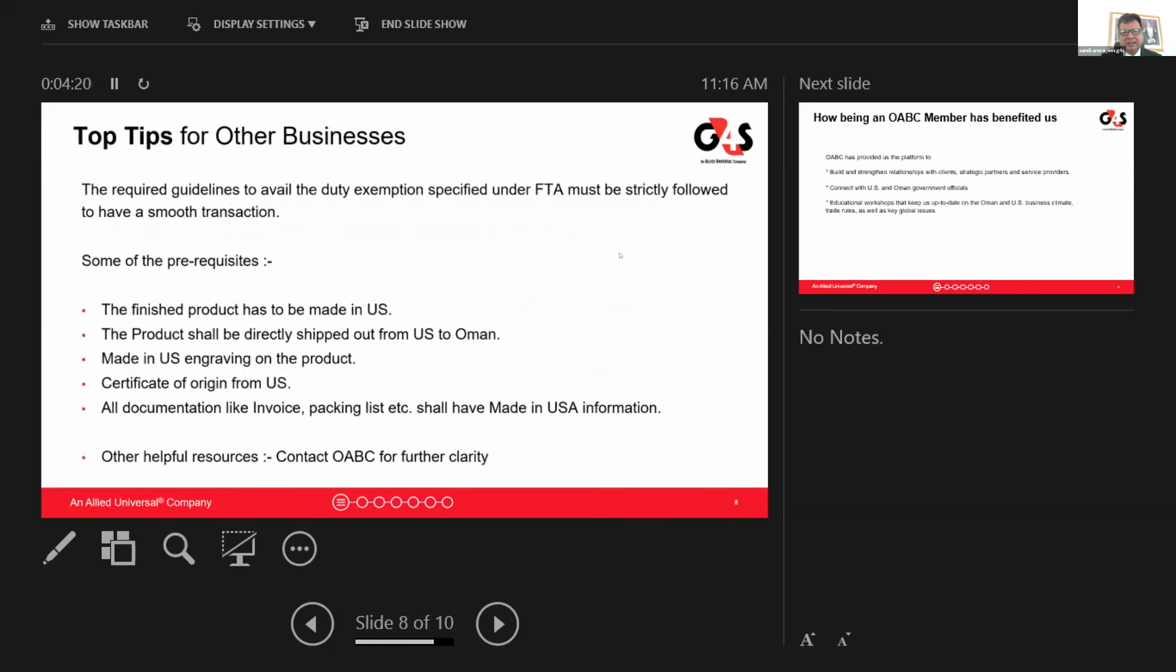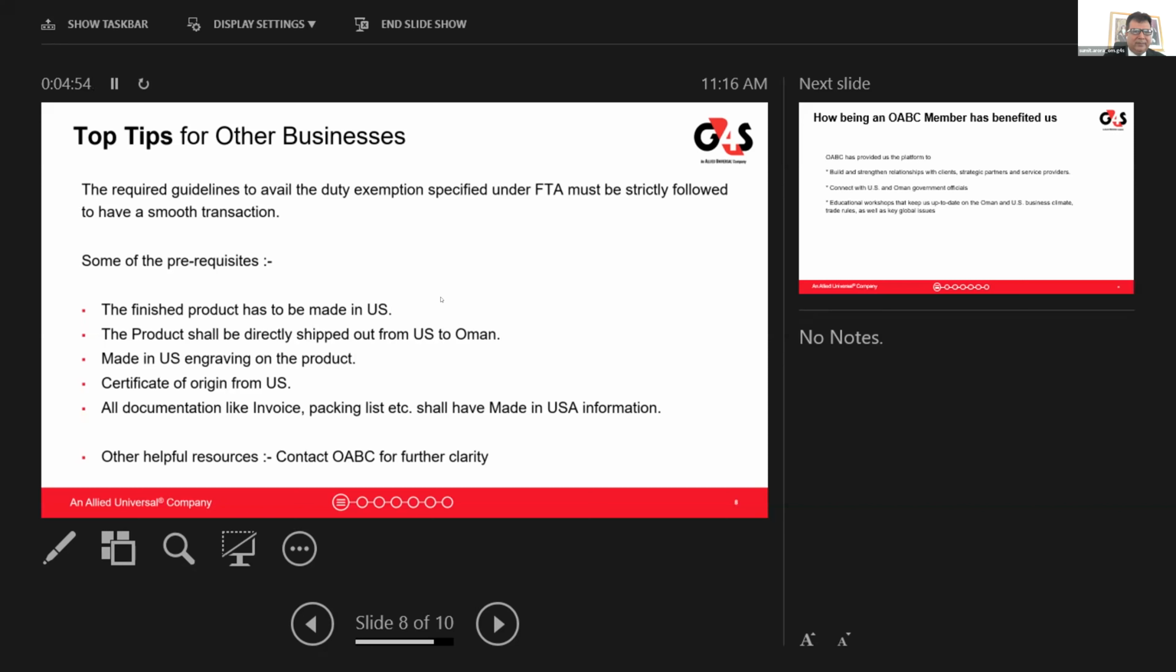During my last discussions with Heather, I was asked to prepare a short list, or a short summary, of the prerequisites in order to avail this 5% custom duty exemption. So here is the list which I wanted to share with you all. Although it's not an exhaustive list, it gives the idea of how simple the process is. If we follow the proper paperwork, we can get the exemption of custom duty in Oman for all goods imported from US.